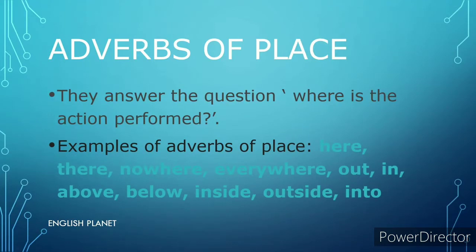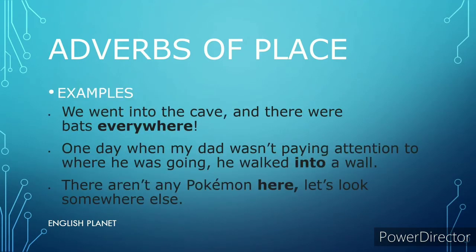Adverbs of place. In order to identify the adverbs of place in a given sentence, you have to ask the question where. Where is the action performed? Remember that, where. Some examples of adverbs of place are here, there, nowhere, and so on. Let's have a look at the examples.